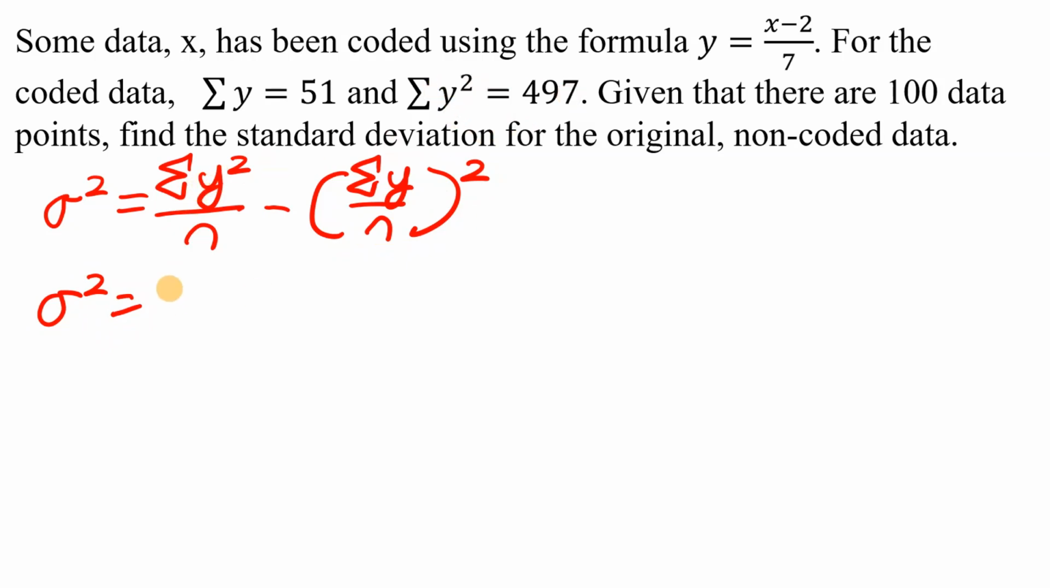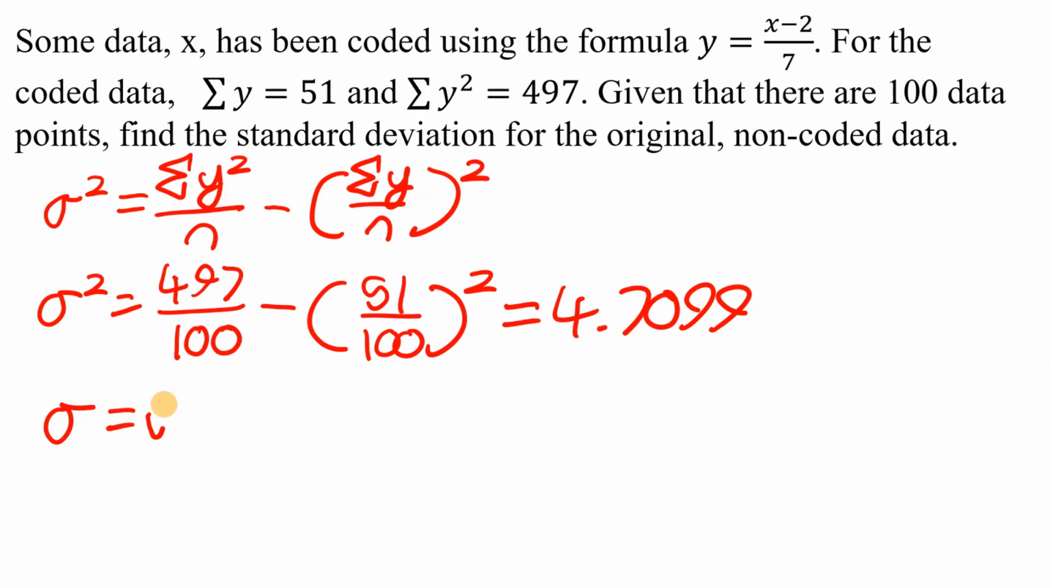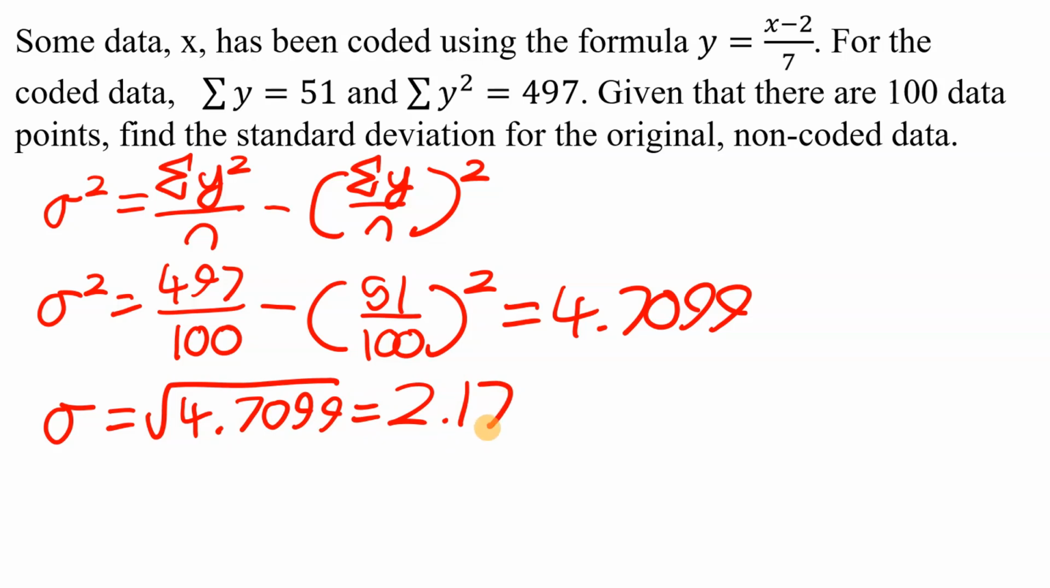We're told that sigma y squared is 497 over n, which is the number of data points, and we've been told that there are 100 data points, so n is 100, and then minus sigma y, which is 51 over n, which is 100, and then this squared. If you put this into your calculator, this is equal to 4.7099. So the standard deviation is the square root of the variance, so the square root of 4.7099, which if you put it into your calculator is equal to 2.17 to 2 decimal places.